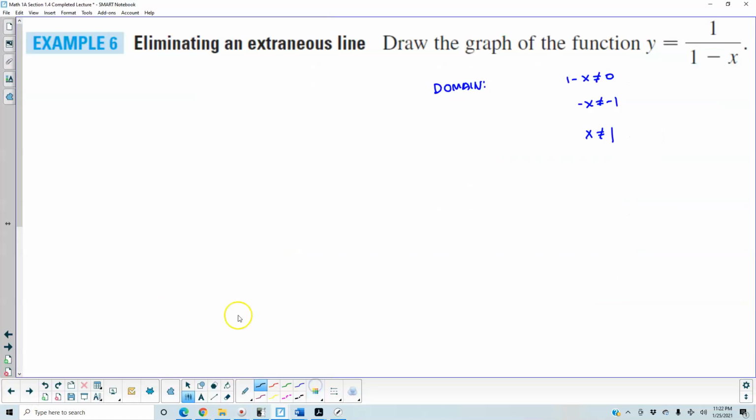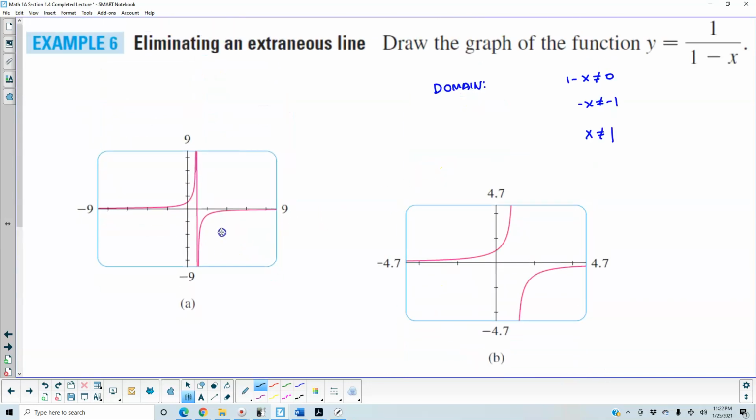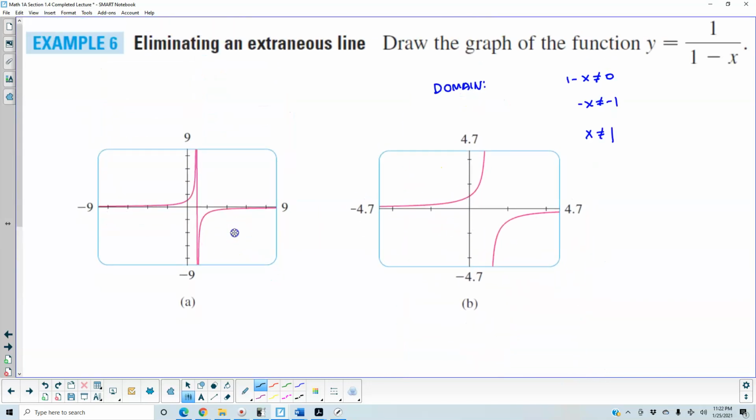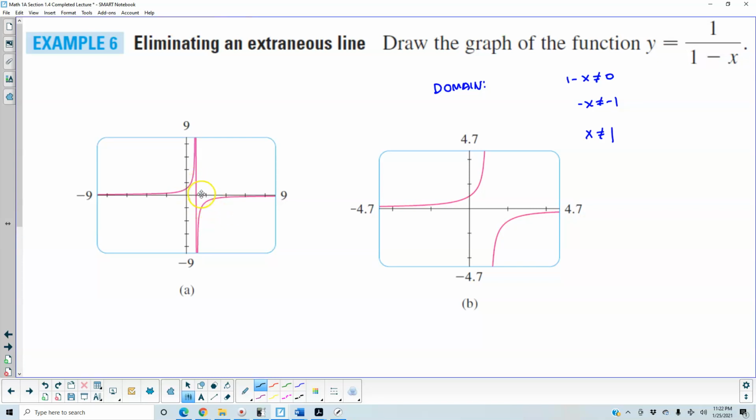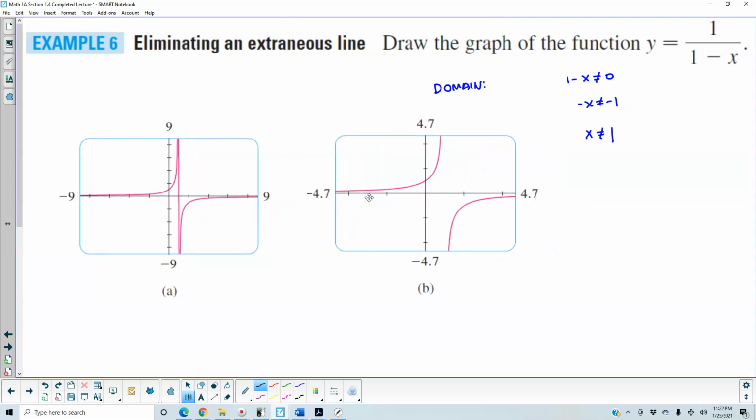So again, let's take a look at this graph here, what we finished with. So you can see here is what we had, that we wanted to eliminate this extraneous line to get this. Now again, this happened on our TI graphing calculator, whereas we could see a lot better when we use Desmos.